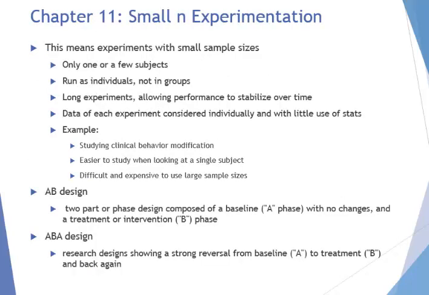The next chapter is going to cover a particular type of experiment, and that is a small n experiment. A small n experiment means a small sample size. Generally speaking, as we discussed earlier in the course, you always want as large a sample size as possible. Sometimes, however, for whatever reason, it's simply impossible. So a small n experiment can also work as long as we follow some of the rules that we're going to discuss. Small n generally means only one or a few subjects.